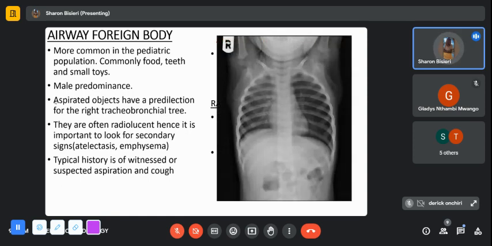Before we get to the dedicated series, we can first look at AP supine radiographs that have some of these indirect signs that we've talked about. So could anyone point to the sign that we see in this radiograph?